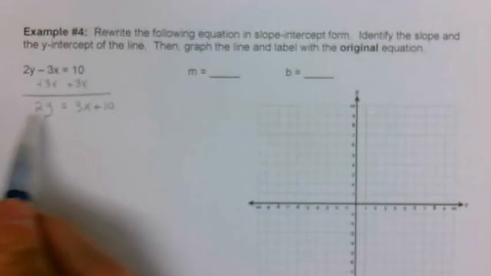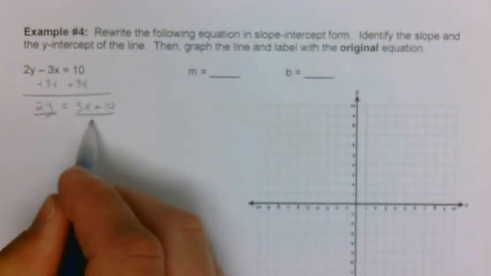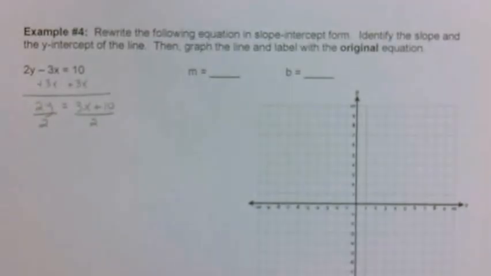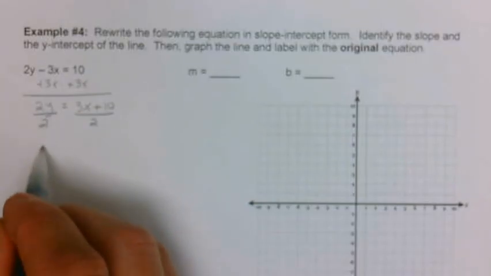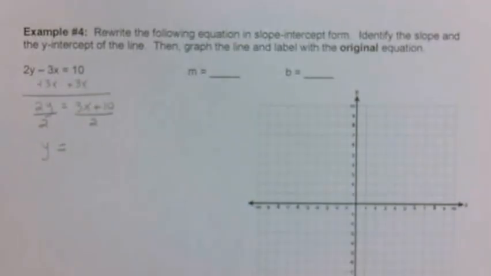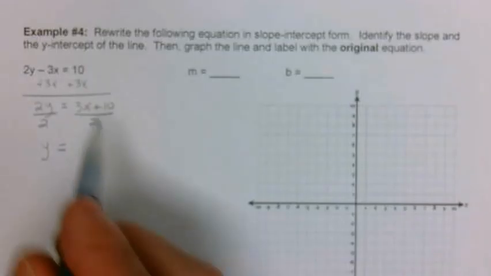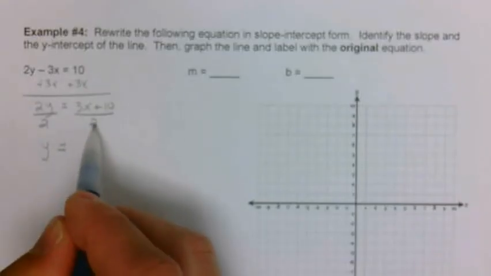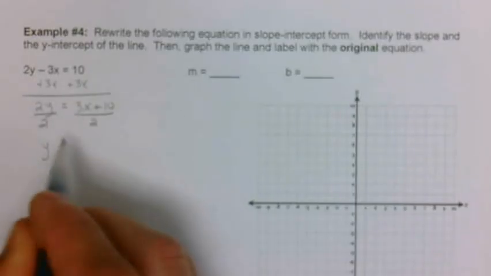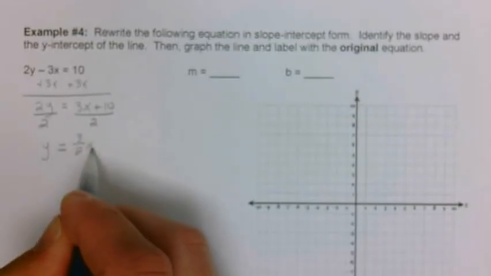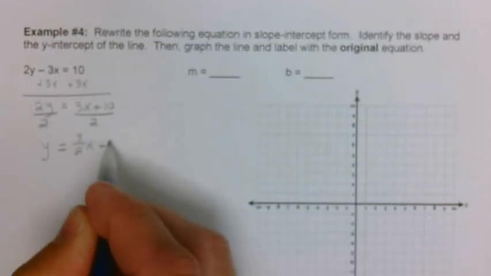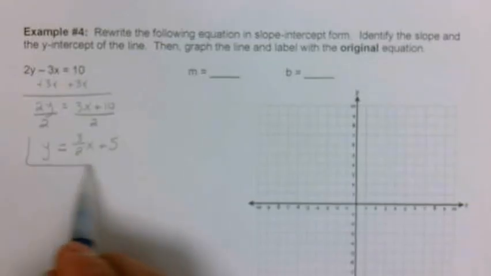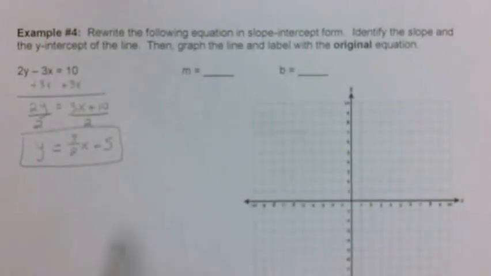All right, but now to get y all alone, we have to divide each side by 2, since y was being multiplied by 2. 2y divided by 2 is y, and it equals, I'm going to divide everything by 2. So 3x divided by 2, that's going to be 3 halves x. And then 10 divided by 2 is 5. So our equation in slope-intercept form, y equals 3 halves x plus 5.